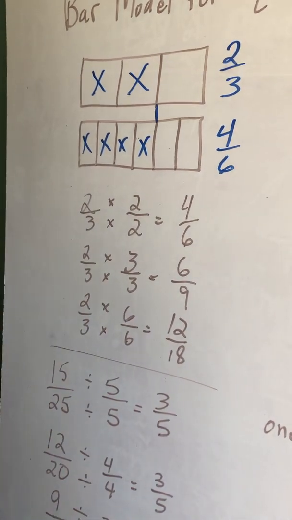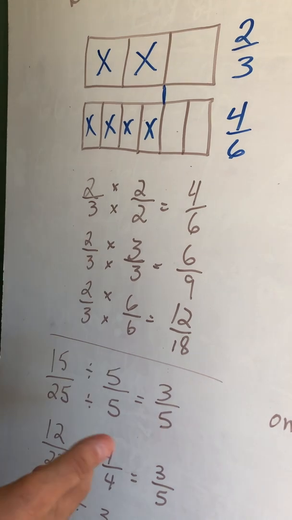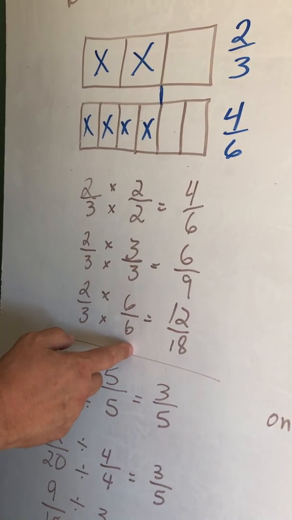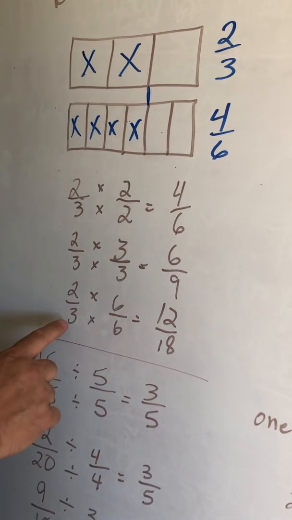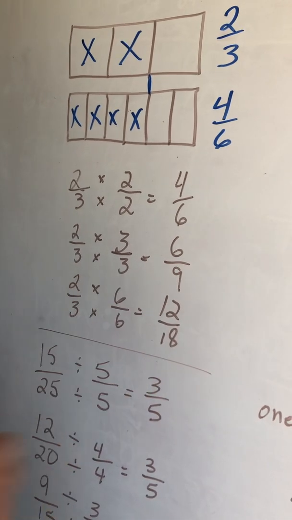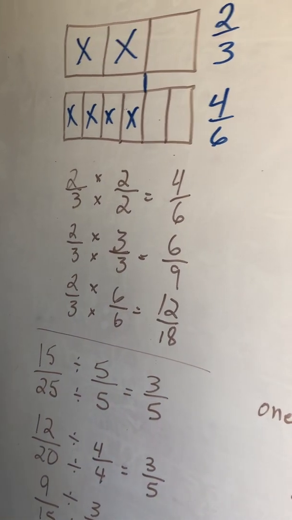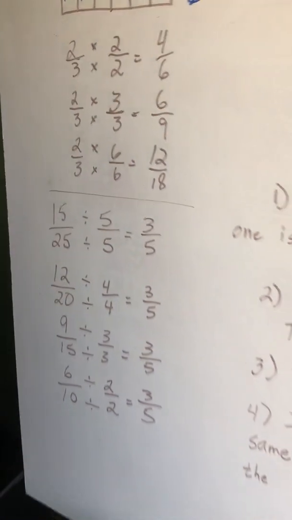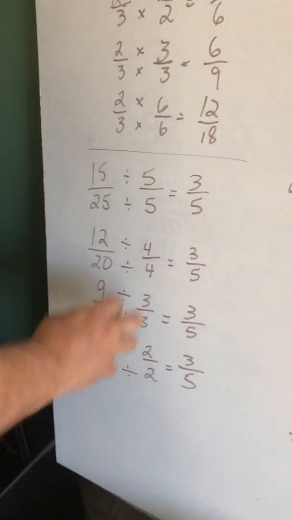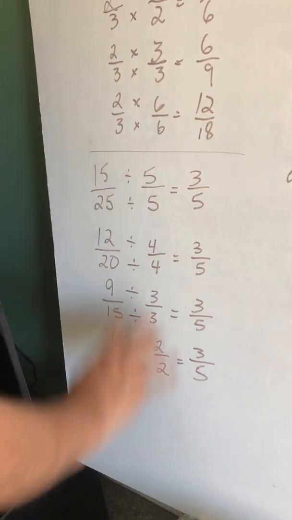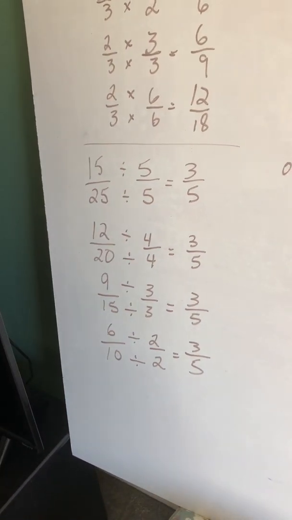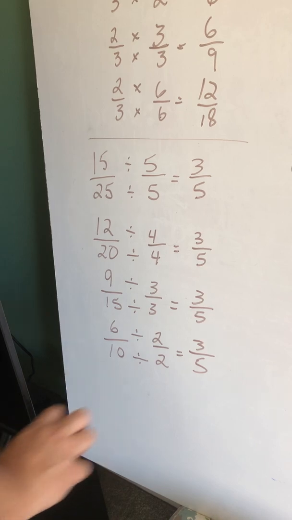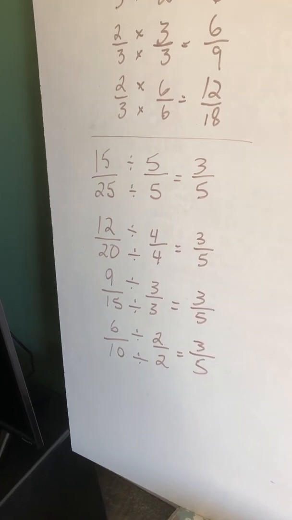Then I jumped down and did a bigger one, 6/6. So 2 times 6 is 12, 3 times 6 is 18, and yes, 12/18 is still 2/3 if you reduced it. Bridges had me do some more of these, but I'm going to switch it up and show you that you can actually divide to make equivalent fractions too.